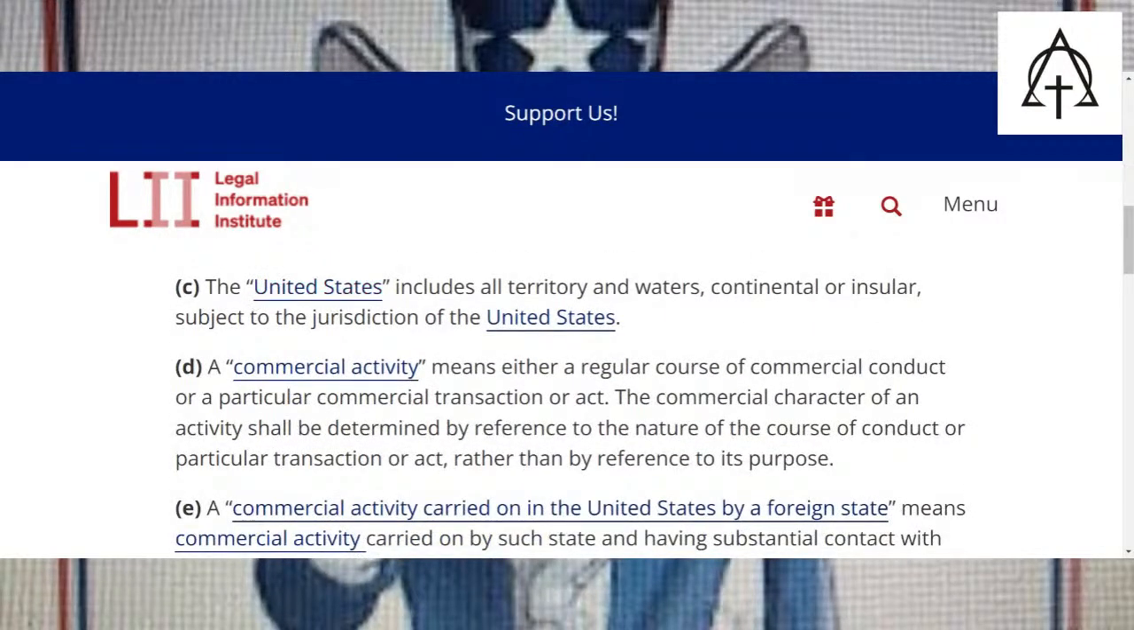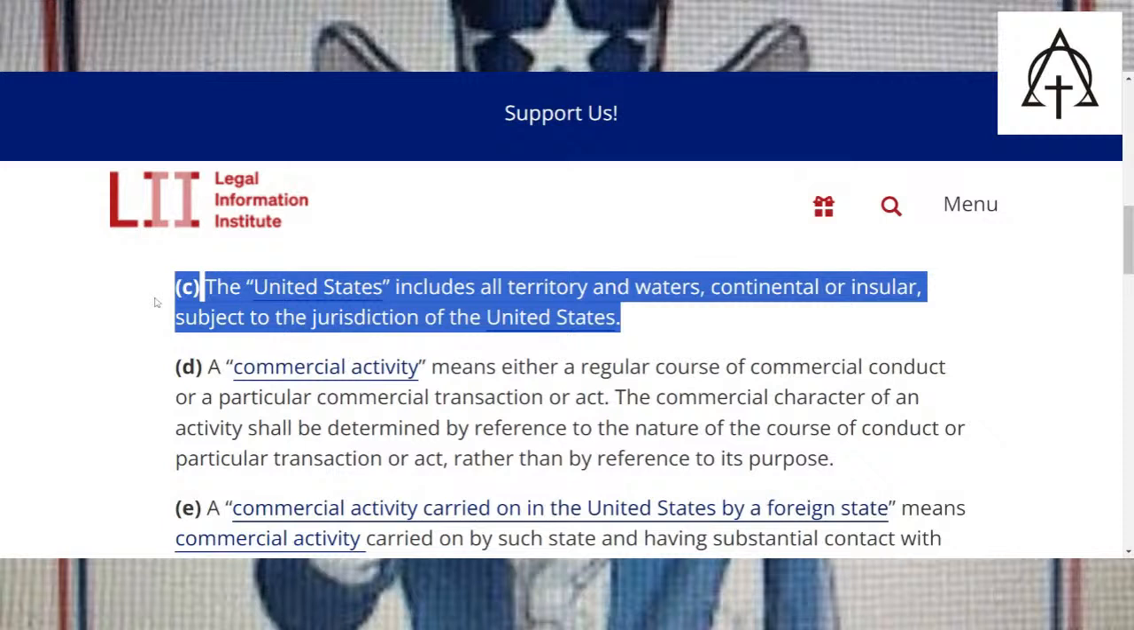United States includes all territory and waters, continental or insular, subject to the jurisdiction of the United States. And as you remember, that was pretty similar to the Special Maritime Territorial Jurisdiction of the United States, which includes Admiralty and Maritime.